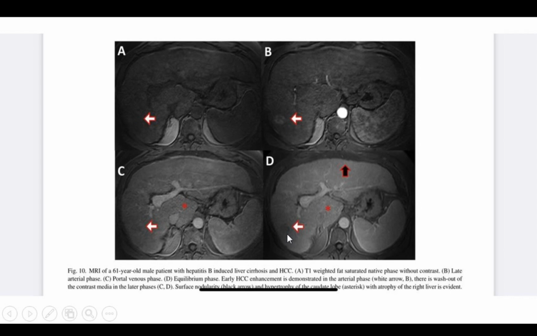The lesion shows enhancement in the late arterial phase, and shows washout, as the doctor said, in the late venous phase.